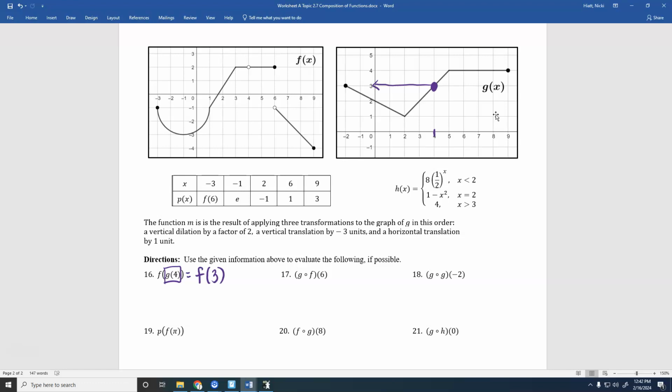Okay? Then I have to find f of 3. So now I'm looking at the graph on the left here. My x coordinate is 3 right here. So I go up to find that point on the graph, and then f of 3 is your y coordinate. So you look over here, that is 2. So you get 2 for that answer.